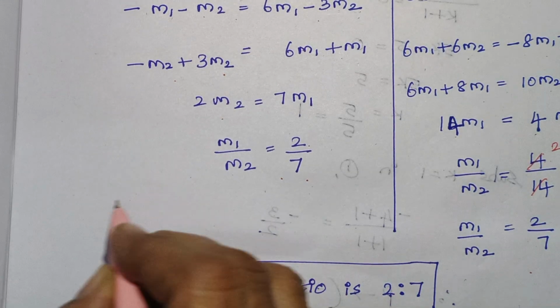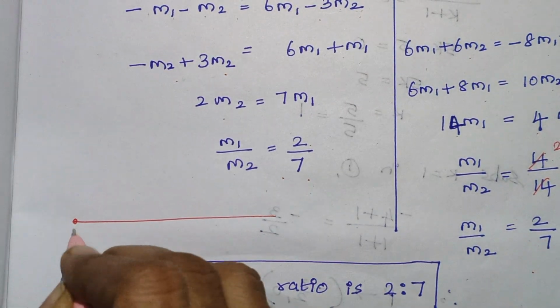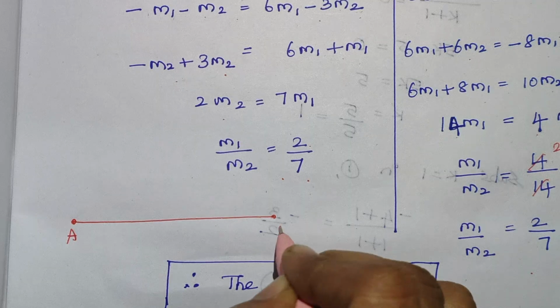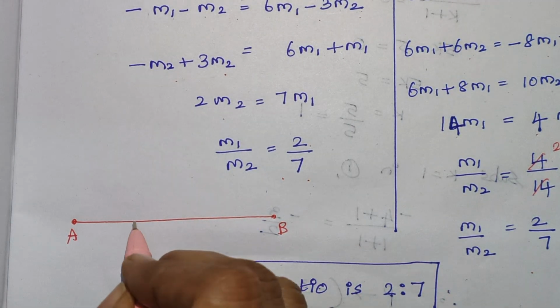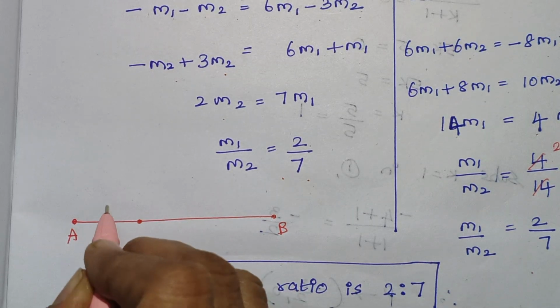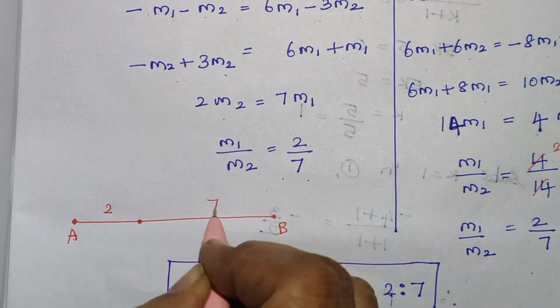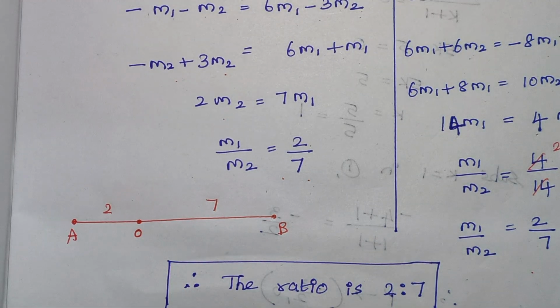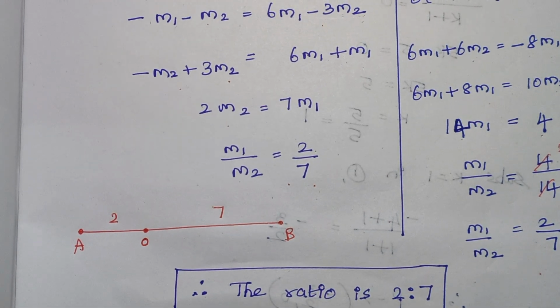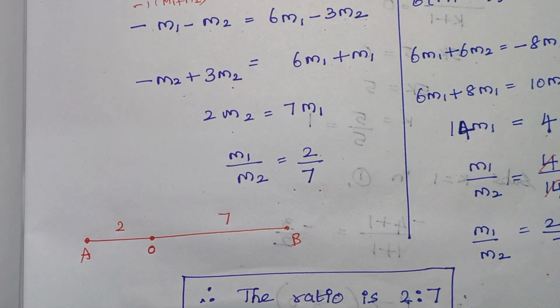So how the line is divided, you see? This is my A and this is my B. And somewhere here is this point. That point is located over here because the ratio is 2 and here the ratio is 7. And here is our point O which is located. So we will proceed with our next problem.